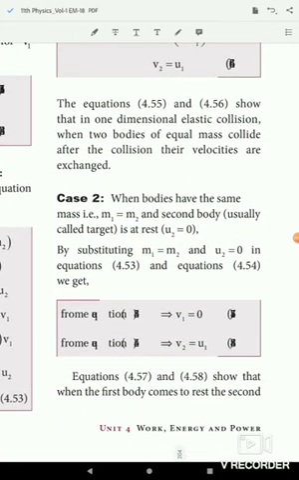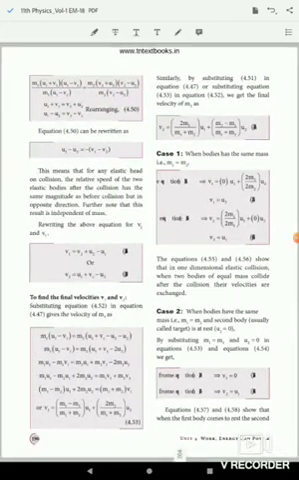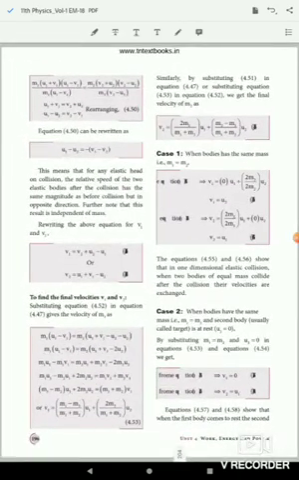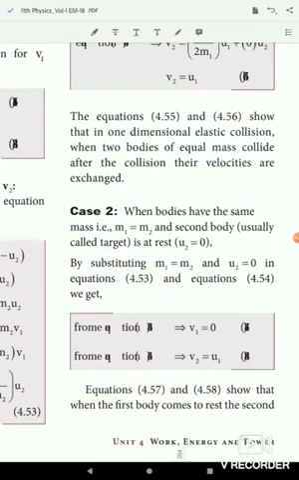Then the next one is case 2. What is that? When bodies have the same mass, m1 equal to m2, the same as in the previous case, and the second body, called the target, is at rest, so u2 equal to 0. The initial velocity becomes 0, so v1 equal to 0 and v2 equal to u1.